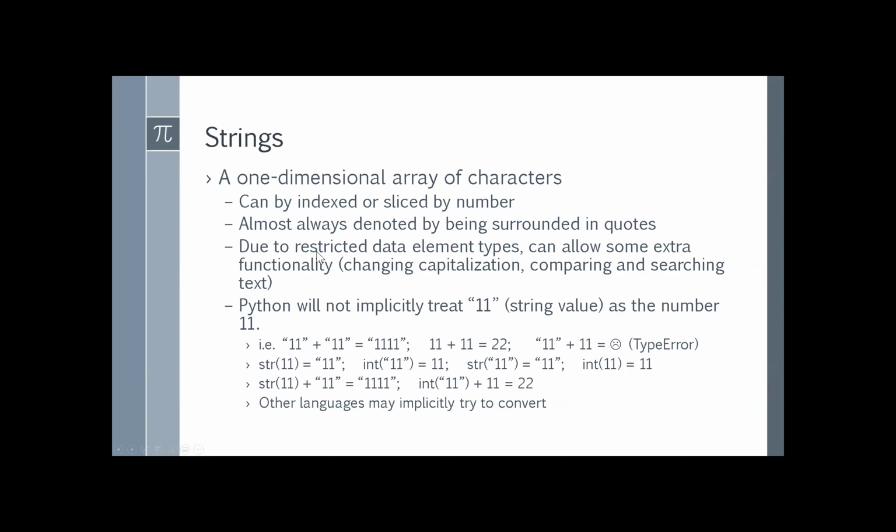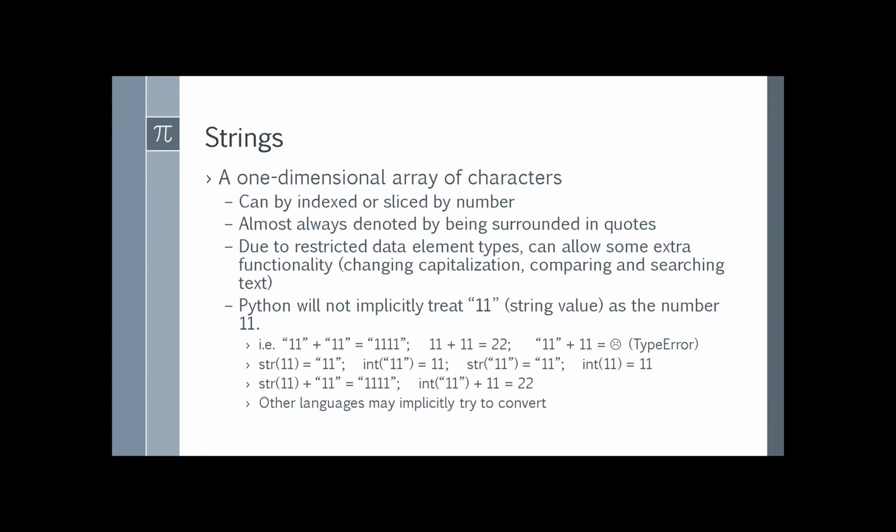You have a little bit more functionality if you treat a string of characters as specifically a string rather than just a list, because strings are restricted to what kind of data they can hold. It's just an array of characters. It's a one-dimensional array of characters. Python will not implicitly treat string 11 as number 11. And this is important to note because a lot of other languages will try and do their best guess as to what you want to do with it.